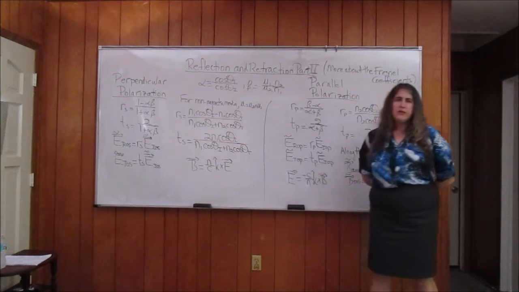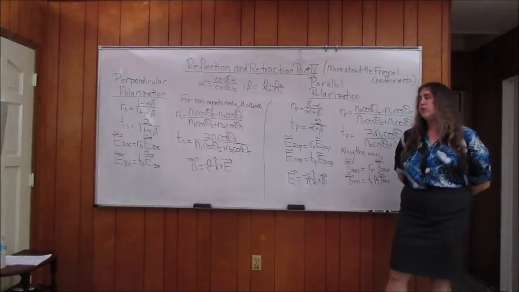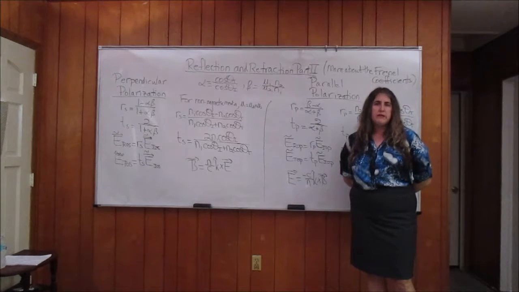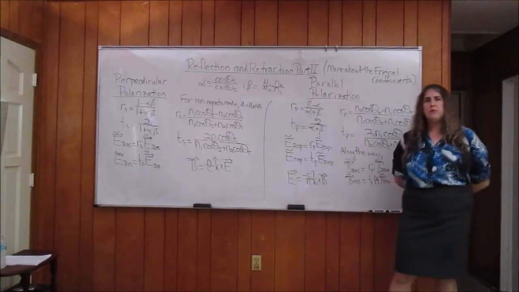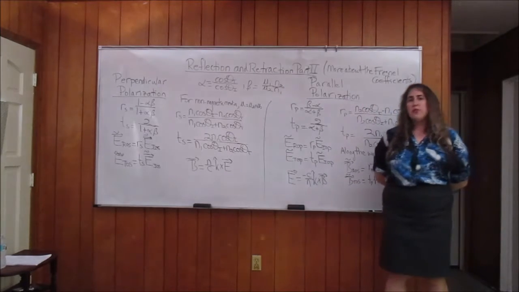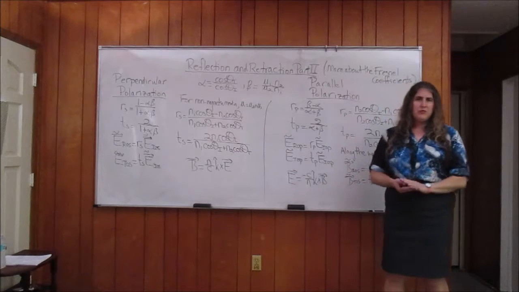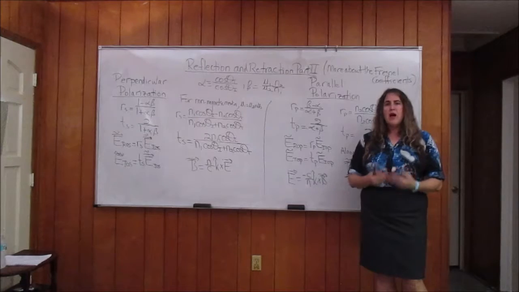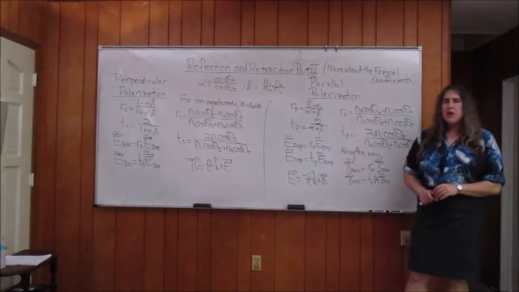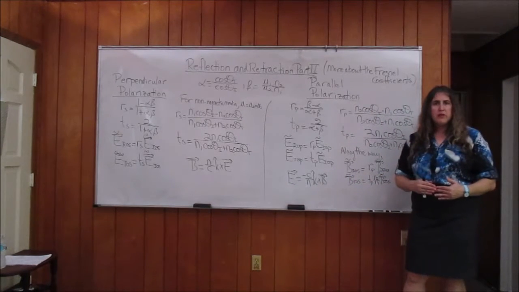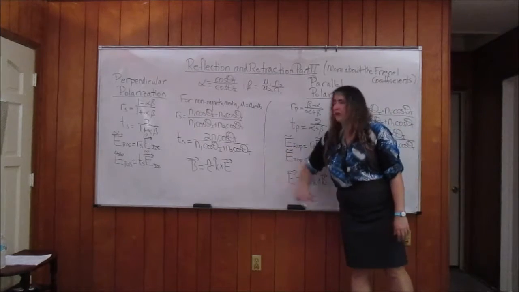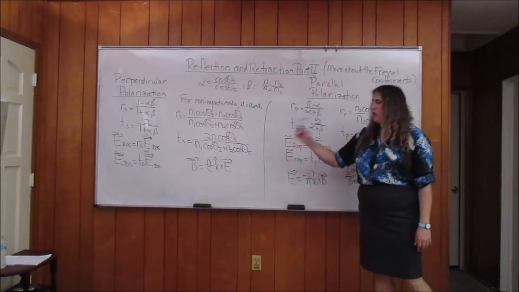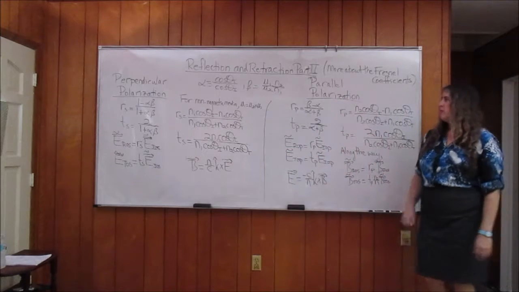Now, perpendicular polarization refers to the polarization of the electric fields, and that means that the electric field is perpendicular to the plane of incidence. The plane of incidence is defined by the incident wave vector and the normal. So remember, we derived one of these laws that all of those three wave vectors lie in the same plane. So the electric field is perpendicular to that plane. What does that mean? Well, your magnetic field is going to lie in that plane of incidence as well. And again, once you know what the electric fields look like, you can determine the magnetic fields.